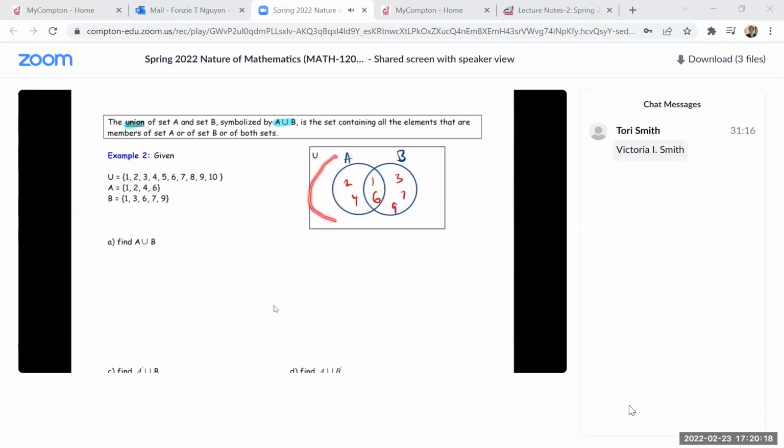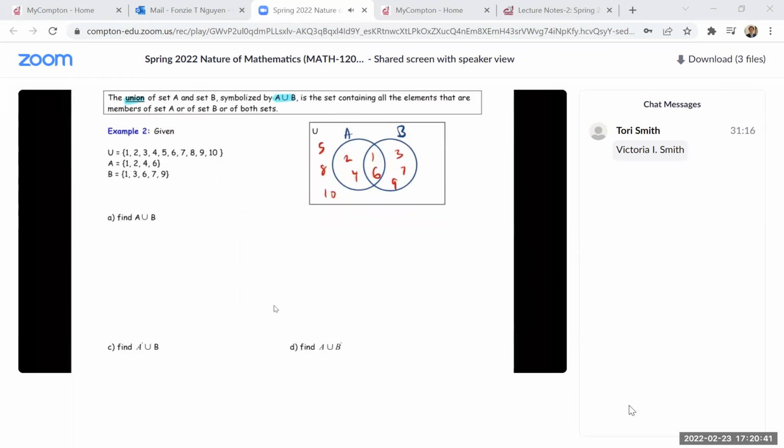And then in the universal set, go down there: 5, 8, 10. And 9? Oh no, 9 is already there. 9 is in B. So let's just make sure we got 1, 2, 3, 4, 5, 6, 7, 8, 9, 10. Yeah, I think we got them all.